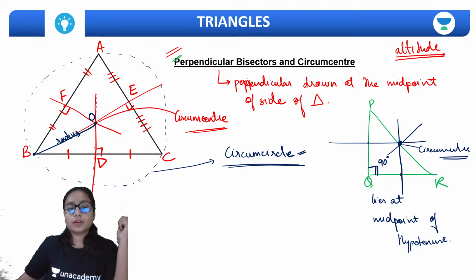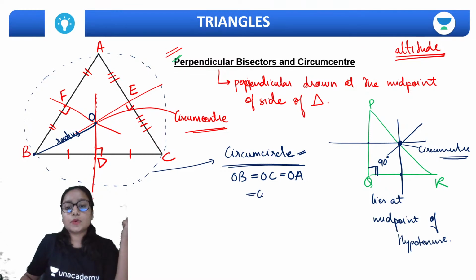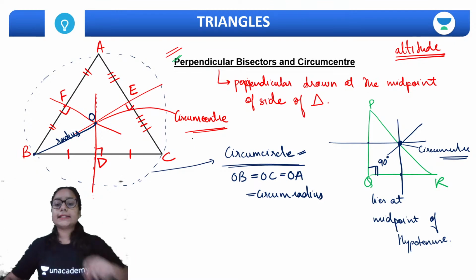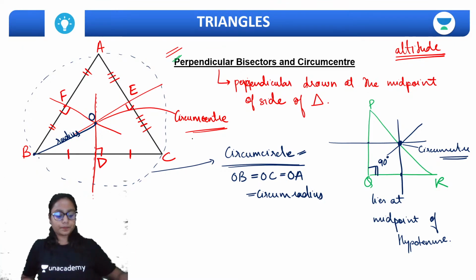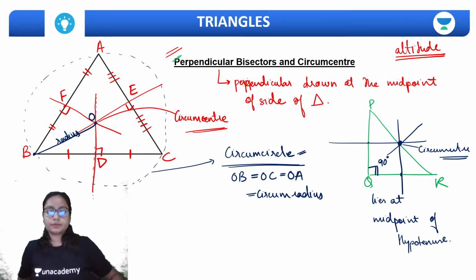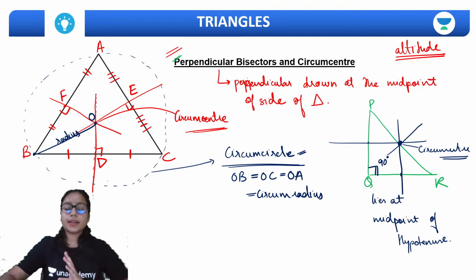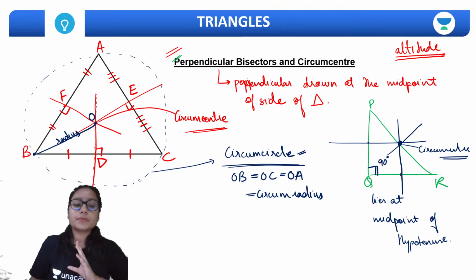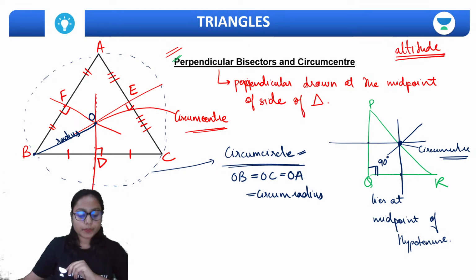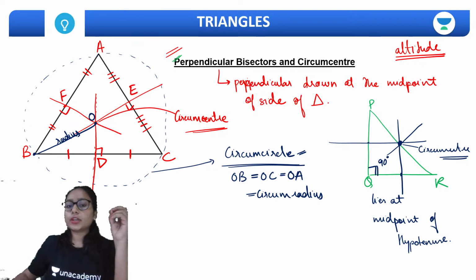Alright. Okay, and what is OB? So OB will be equal to OC will be equal to OA, and this is equal to the circumradius. Alright, is the definition of circumcircle clear? This is a circle which is drawn by taking circumcenter as the center and radius as the distance between circumcenter and the vertex of a triangle. Okay?